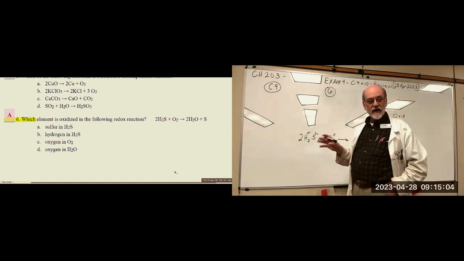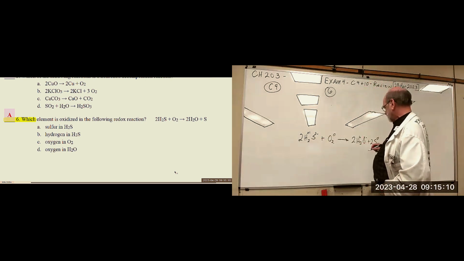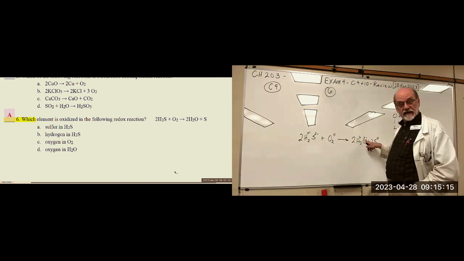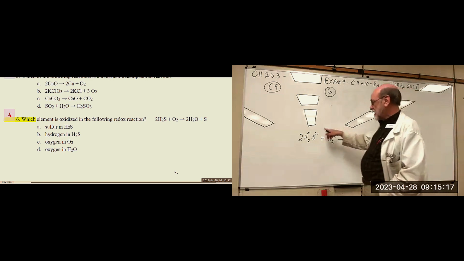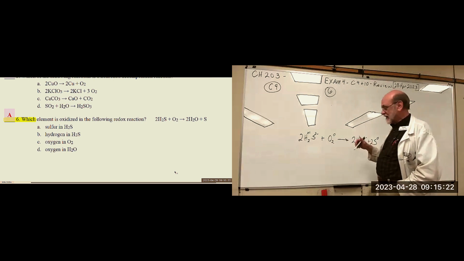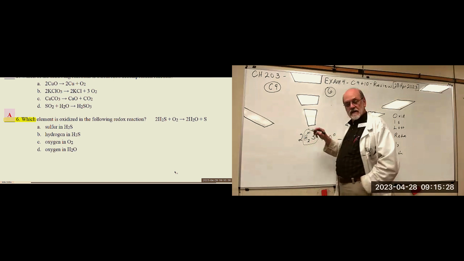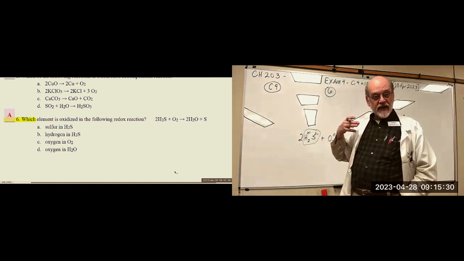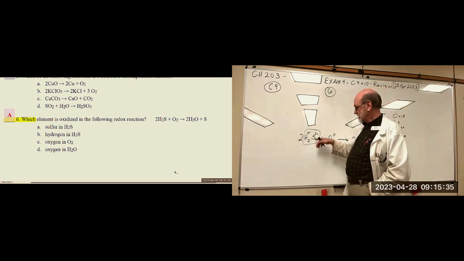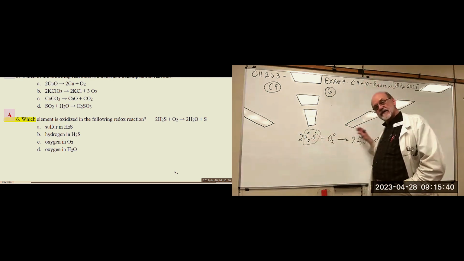Which one is oxidized? Which one lost electrons from here to here? Well, let's see. Oxygen went from a 0 to a 2 minus. It gained electrons. Sulfur went from a 2 minus to a 0. It lost 2 electrons. So this is the compound that was oxidized. So the sulfur in hydrogen sulfide is oxidized from a 2 minus state to a 0 state.